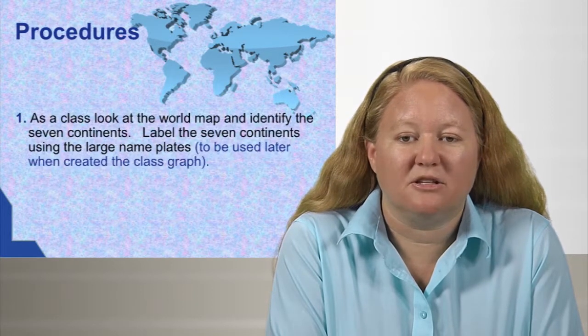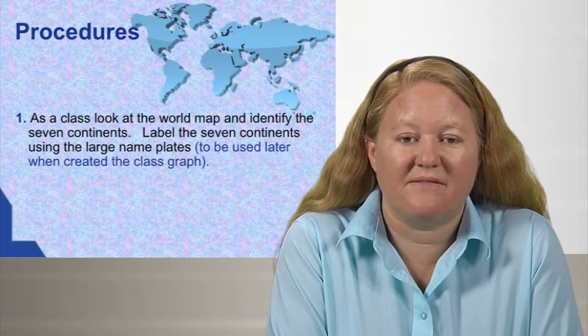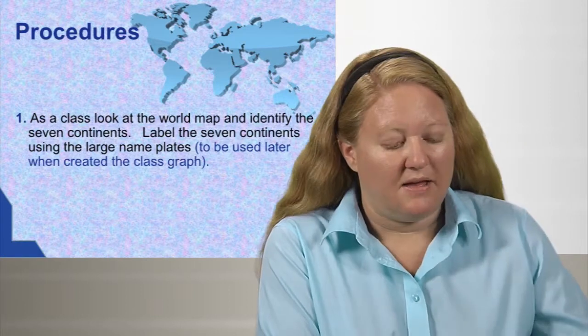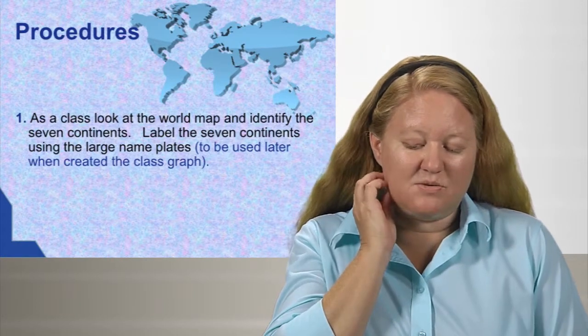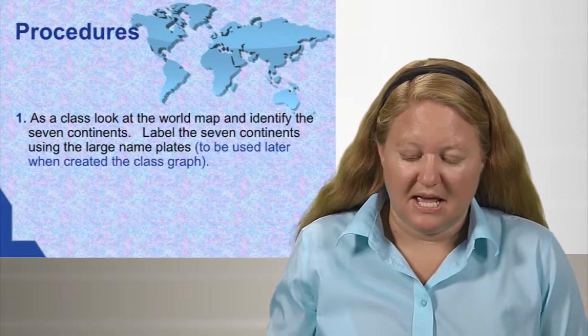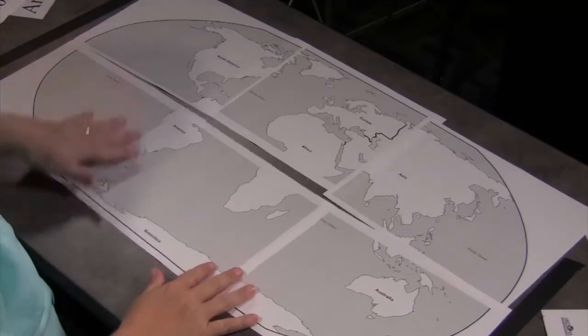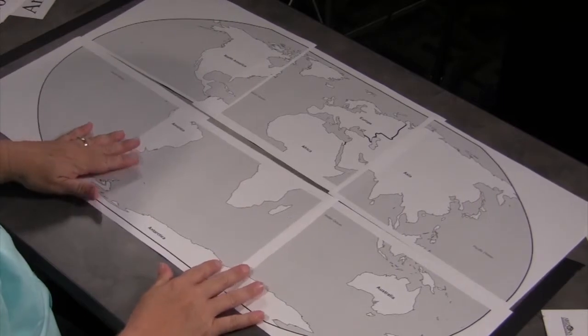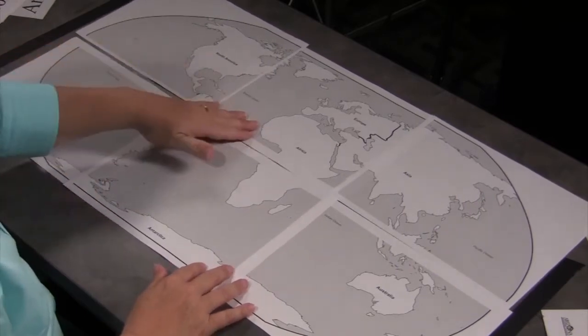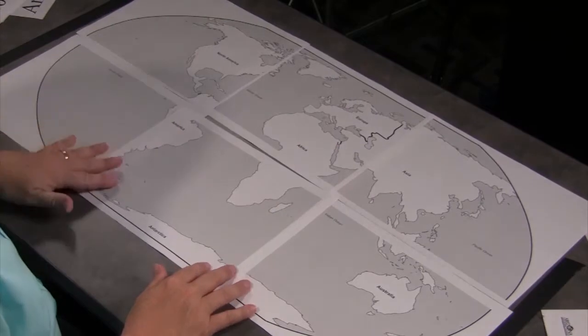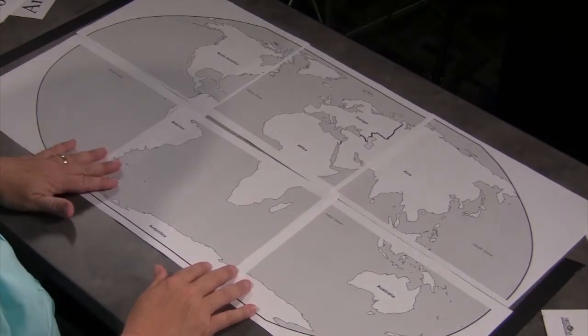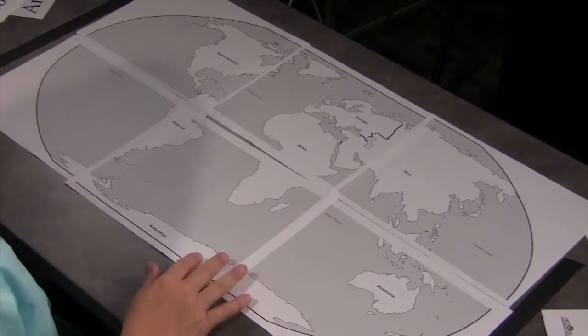As a class, look at the world map and identify the 7 continents. Label the 7 continents using the large nameplates provided. If you have a class map on the wall, that is wonderful and you would want to use that. If you need a large map for class groups, you can print out a map off of the website, the link included, where they tile it, and you can tape or staple the different map pieces together so that each group has a large map if needed.